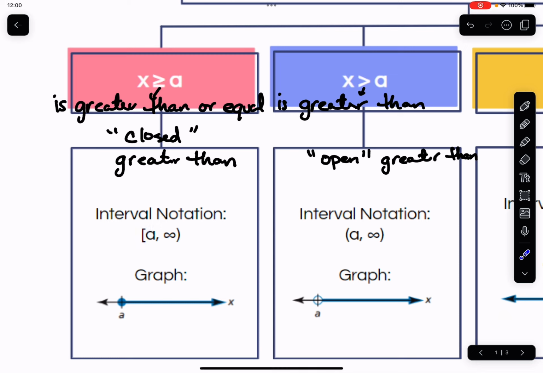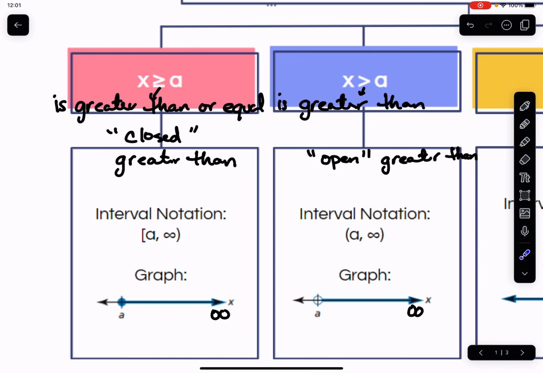And of course the graph correlates to this idea. Notice that the graph is pointing towards the right, towards positive infinity, and look how it matches the interval notation: from a, closed, to infinity. You see, the number line correlates directly to the interval.